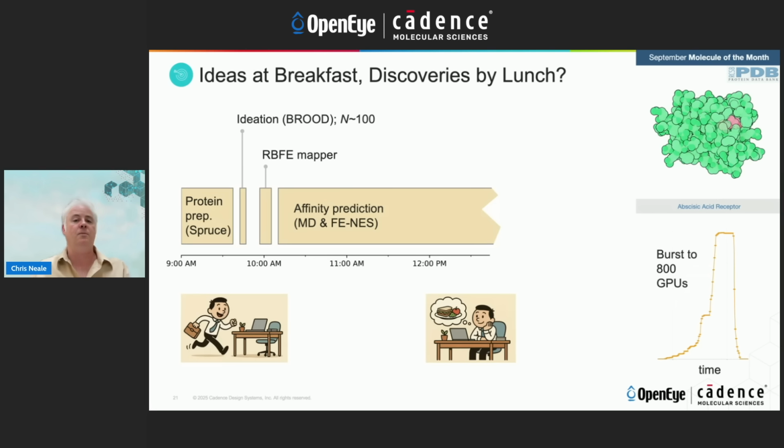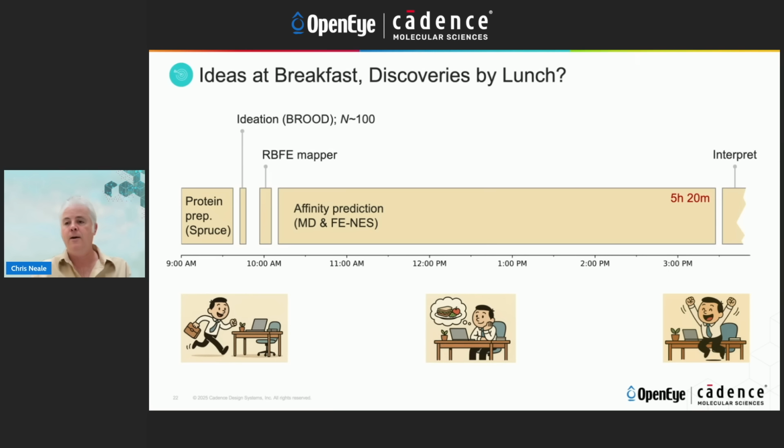At this point, I can go do something else with my time. You can see on the bottom right, the cloud resources are bursting at one point up to 800 concurrent GPUs as they churn through these simulations. And by about 3:30, I had my results on the same day. I could start to interpret them, make decisions about what to make or what type of other triage I might do with orthogonal properties.